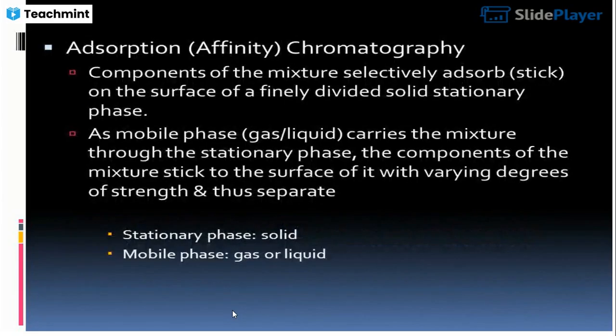Adsorption, or affinity, chromatography. Components of the mixture selectively adsorb, or stick, on the surface of a finely divided solid stationary phase. As the mobile phase, gas or liquid, carries the mixture through the stationary phase, the components of the mixture stick to the surface of it with varying degrees of strength and thus separate. Stationary phase: solid. Mobile phase: gas or liquid.